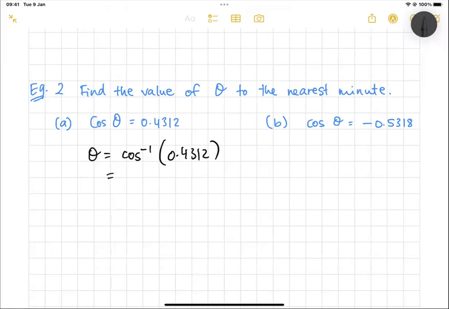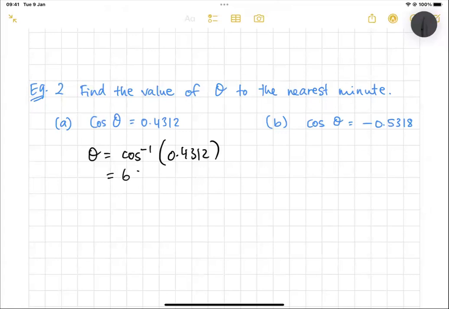To put that into the calculator, you press shift, the top, then press the cos button, then write down the number 0.4312, press equal, and you should get 64. Ooh. Rather than getting it as a decimal, we need to have it in the nearest minute. Therefore, once you get it from the decimal, you need to press the bubble button. It should convert it into degrees, minutes, and seconds. And this is how we're going to do it.